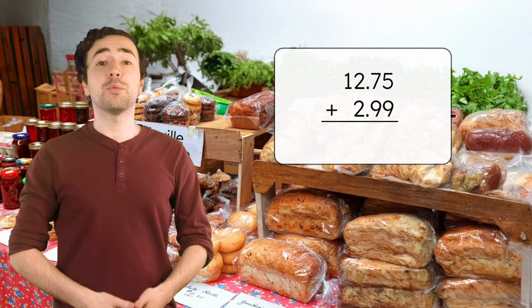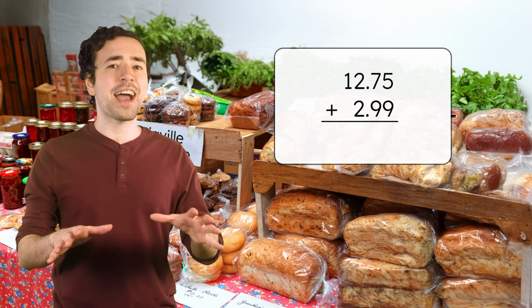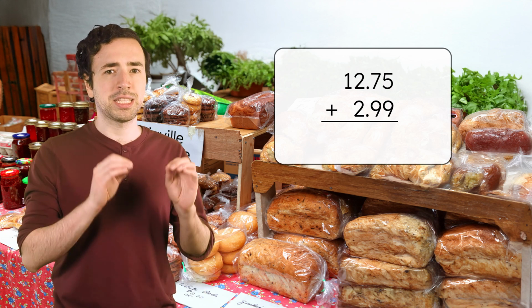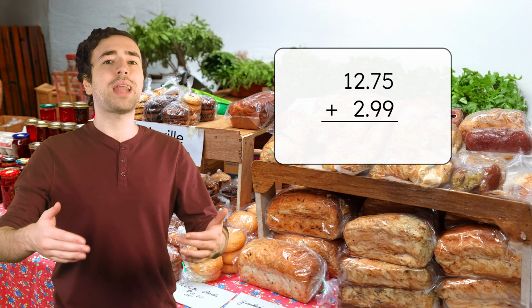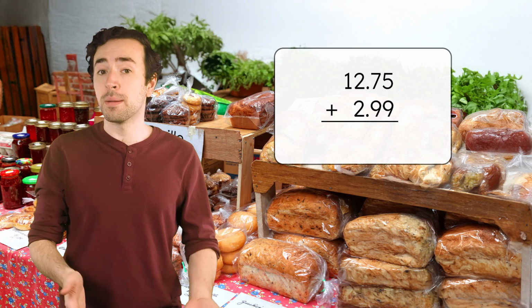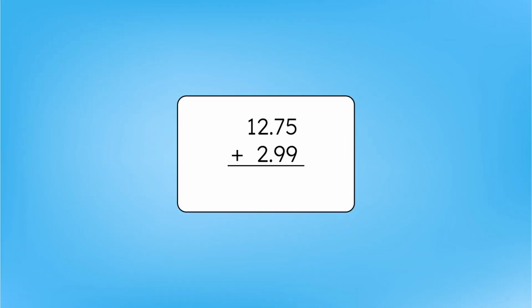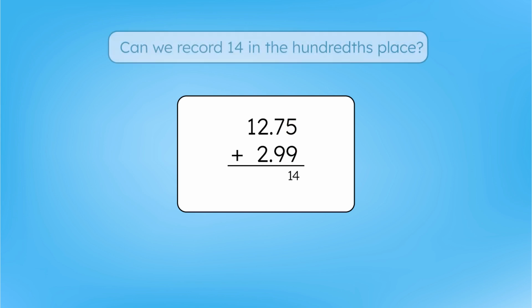All right, now that we've lined everything up, we need to start adding the digits in the smallest place value first, just like we do when adding multi-digit whole numbers. So, what's the smallest place value here? The hundredths place, yes. So we start by adding 5 plus 9 to get 14 hundredths. Can we record 14 in the hundredths place? No, only 1 digit can go in each place value.